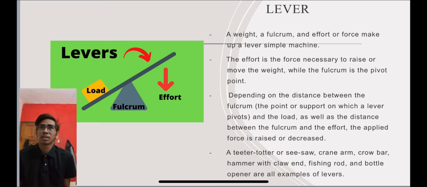Today I will talk about the third and fourth from the 6 simple machine. So the third in the 6 simple machine is lever. So what is lever? Lever is a weight, a fulcrum, and effort or force make up a lever simple machine.